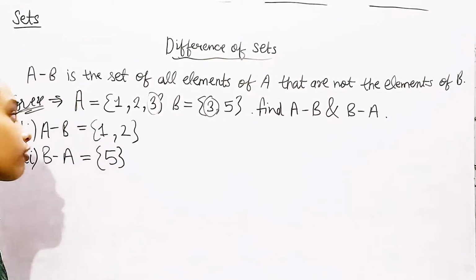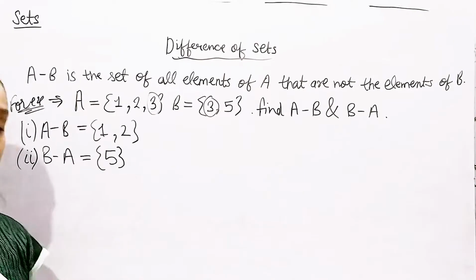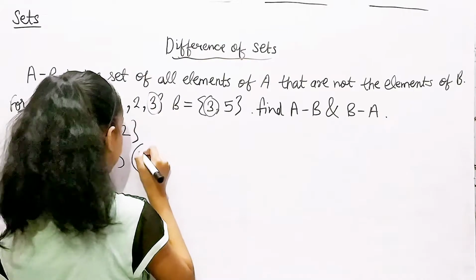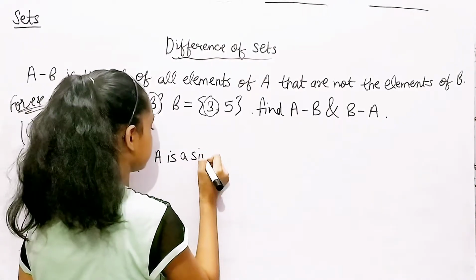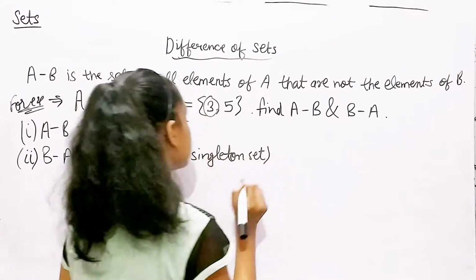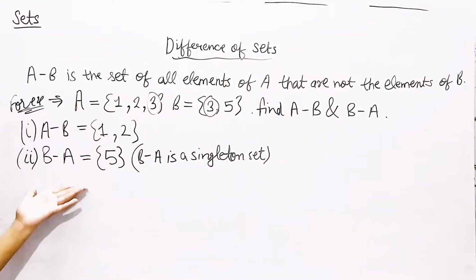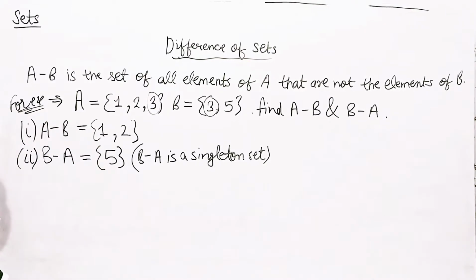Have you noticed one thing, that B minus A is actually a singleton set? So I can say that B minus A is a singleton set. Isn't it? Of course it is, because there's only one element.